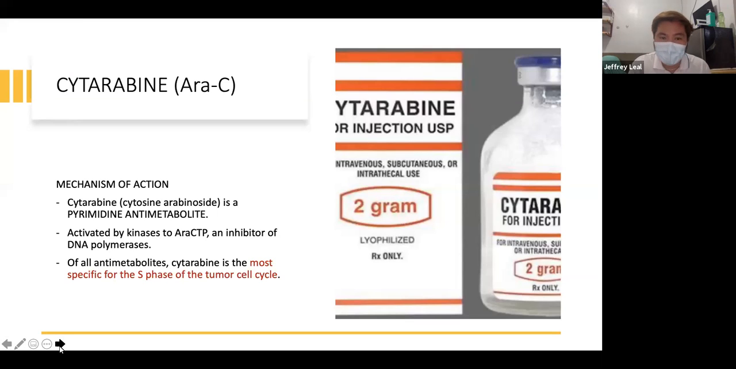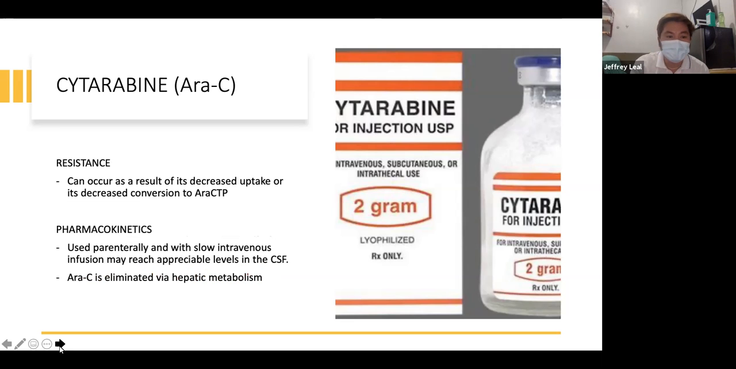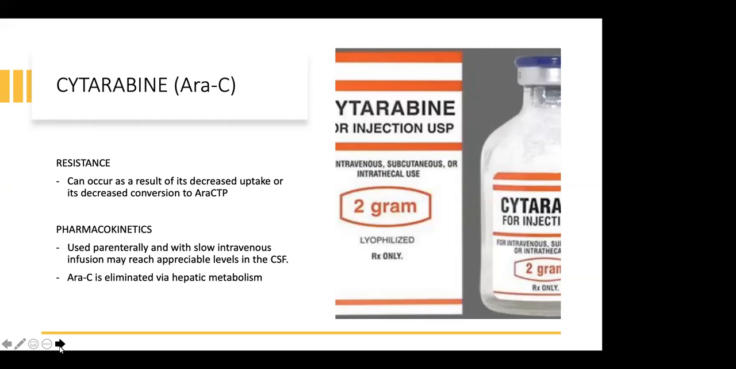Now we have cytarabine, or arabinosyl cytosine, which is a pyrimidine antimetabolite. It is activated by kinases to Ara-CTP, which is an inhibitor of DNA polymerases. Of all the metabolites that are produced, cytarabine is the most specific for the S phase of the tumor cell cycle. And resistance also may occur with the use of cytarabine. It is the result of its decreased uptake or its decreased conversion to Ara-CTP.